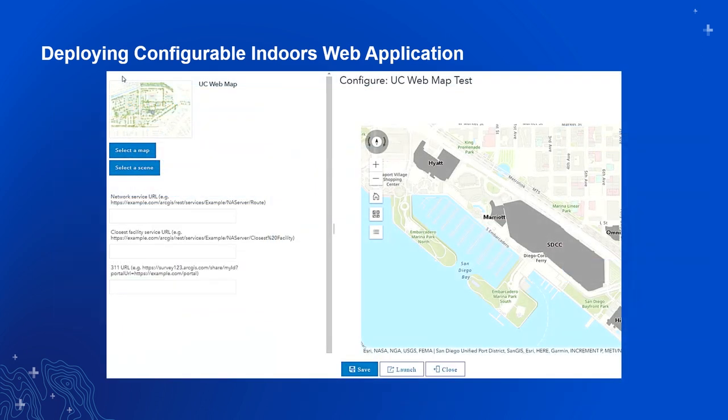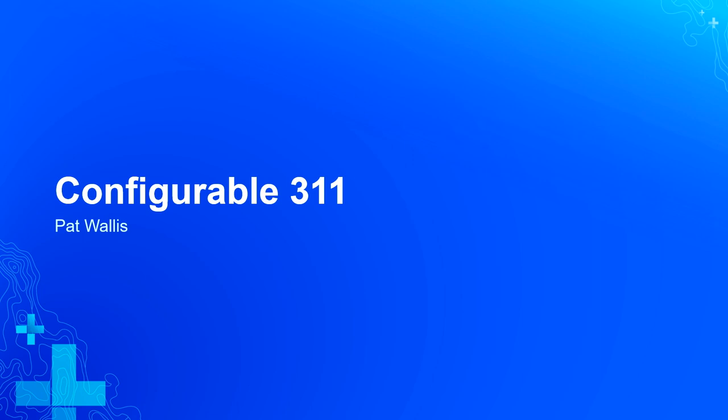All right, and this lets you see what's exposed. So I can select the map, I can select the scene, and I can just paste in the URL to these other components. All right. So, configurable 311. I will show you an example real quick.